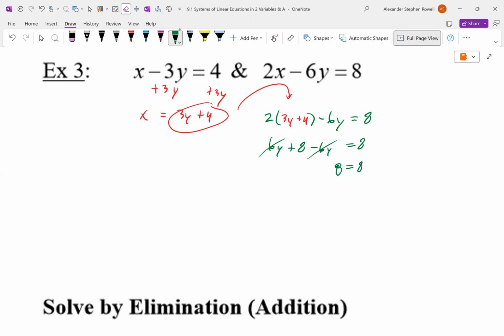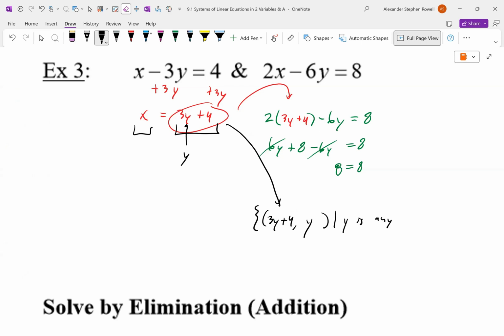So the tricky part is, how do we write our solution set? We know there's infinite solutions, but how do we represent every ordered pair on the line? Okay, this one is solved for x instead of for y. So I could say, if I plug in a y value, then x would be 3y plus 4, such that y is any real number. This is one example. Or I could solve it for y.